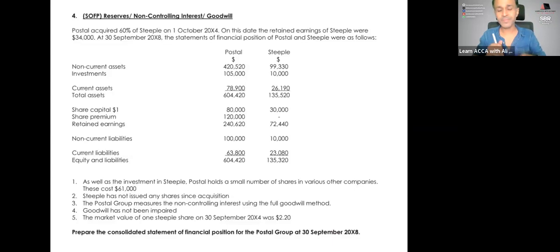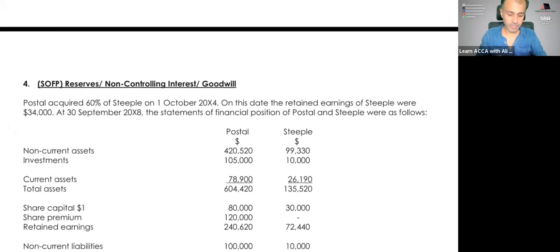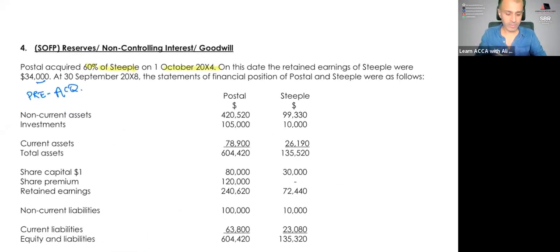We will do it. Let's come to read. So Postal acquired 65% of Steeple. Fine. 40% will be the figure of NCI on 1st of October. On this date, the retained earnings of the Steeple were this much. We know that this balance of profit has a name to it. It's called pre-acquisition, before acquisition. And then the two sets within which we have typical non-current assets, investments, current assets, capital, premium, retained earnings, non-current liabilities, current liabilities, and all.